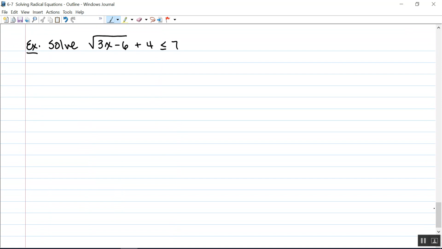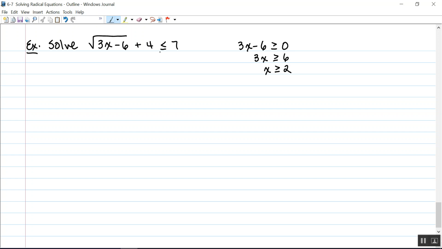So I have the square root of 3x minus 6, plus 4, is less than or equal to 7. The first thing I want to do is see what restrictions there are on x. So I'm going to say my radicand, 3x minus 6, has to be greater than or equal to 0. Remember, that can't be negative. So 3x has to be greater than or equal to 6, or x has to be greater than or equal to 2. Let's just let that sit there for a minute. Now let's go back over here and solve this inequality.